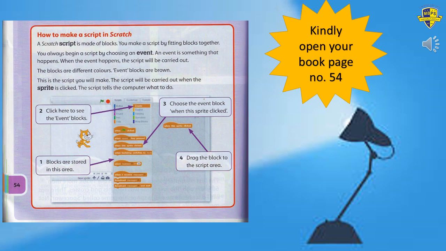We have all other blocks also, but the event blocks are brown. So we have to take care that the event blocks are brown. This is the script you will make. The script will be carried out when the sprite is clicked. So in this activity, we are not going to choose when green flag clicked. According to lesson 4.1, we have to choose an event that is when sprite clicked. So when sprite is clicked, something will happen. So we have to create our animation like this. And do not worry students, we are going to create our animation inshallah in our practical tutorial step by step.